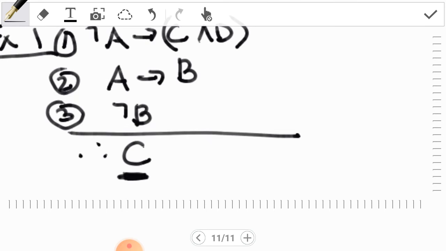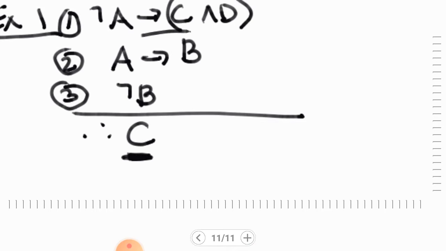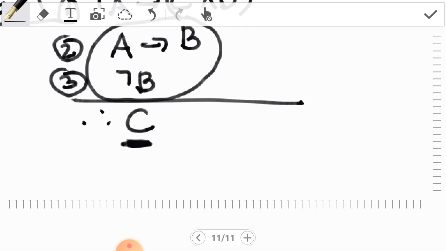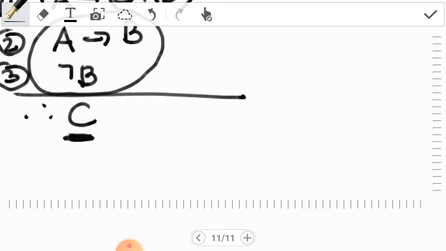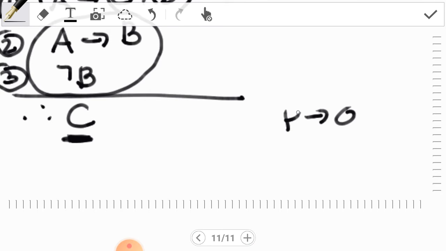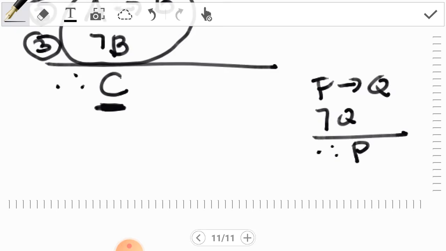Okay, look at premise number 2 and 3. If we use premise 2 and 3 together, looking at your list, we can use modus tollens. Look at modus tollens. What does modus tollens say? If you are given P implies Q, not Q, therefore not P. And isn't it that premise number 2 and premise number 3 is an exact representation of our modus tollens? P implies Q, not Q, therefore not P.